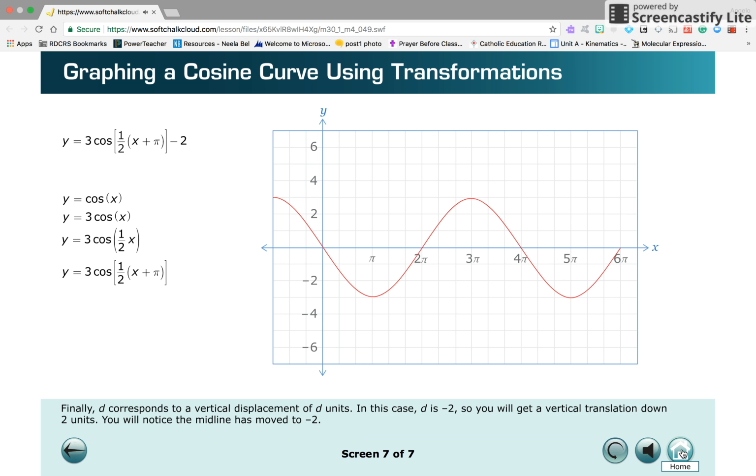Finally, d corresponds to a vertical displacement of d units. In this case, d is negative 2, so you will get a vertical translation down 2 units. You will notice the midline has moved to negative 2.